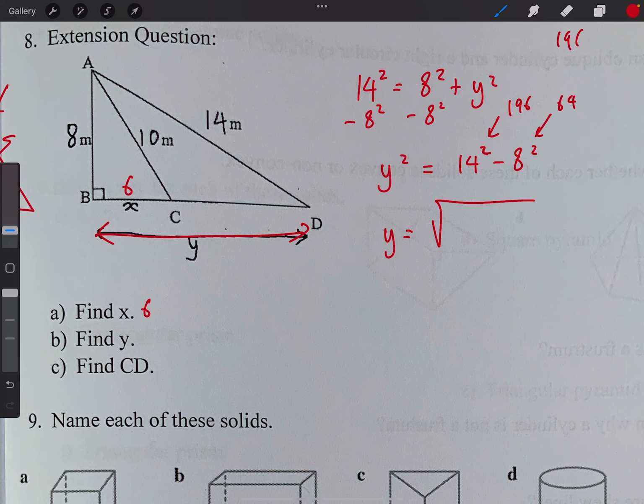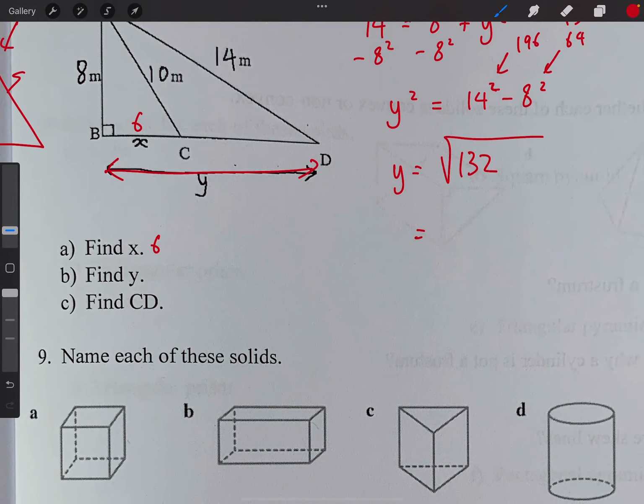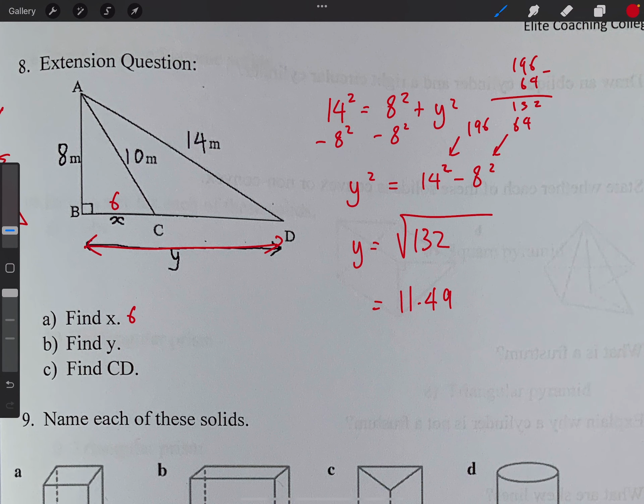What's 196 take away 64? You're going to get 132. So therefore y is the square root of 132, and that's going to be 11.49. Let me just double check the working out for this one. 14 squared, take away 8 squared. Yeah, 132. And that's correct.